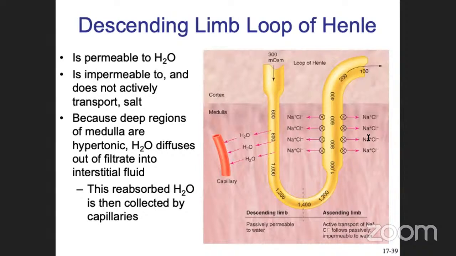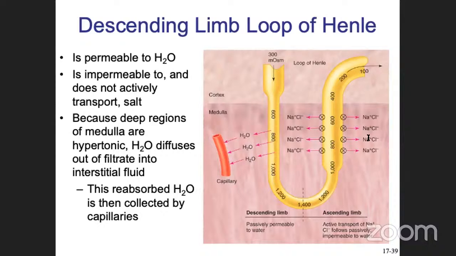That is because lots of water is being reabsorbed back into the capillary. And this is in the descending limb, and it's quite permeable to water. It means the tubules, the descending limb of the loop of Henle, is permeable to water, and it's easy for the water to leave the tubules and be reabsorbed into the capillary.